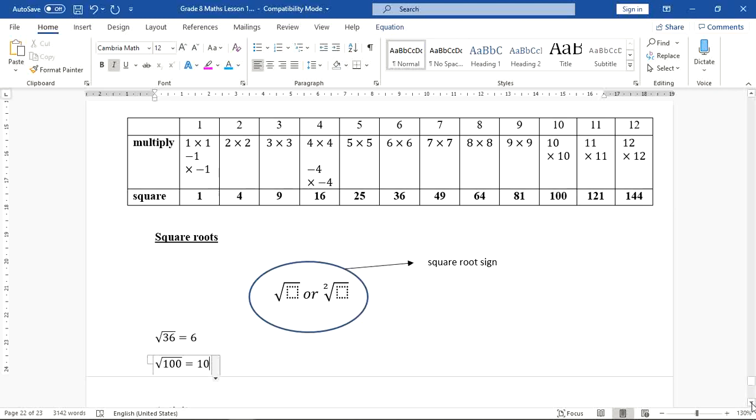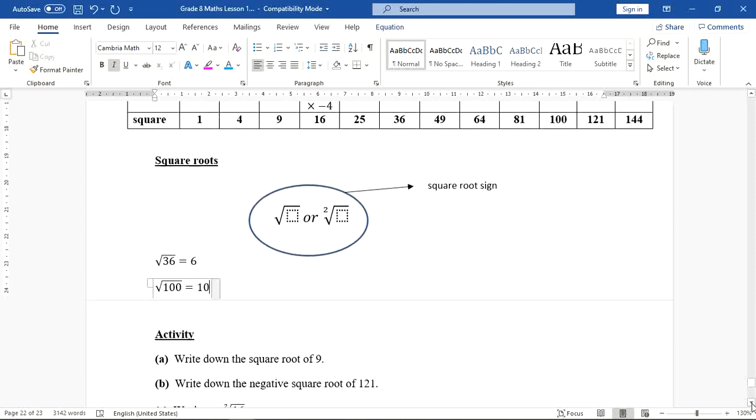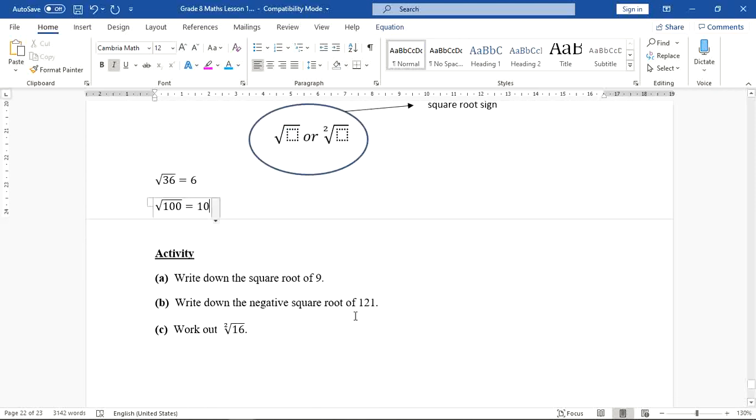In our next video, we are going to look at cube numbers and their cube roots. For your practice, I want you to write down the square root of 9. I want you to write down the negative square root of 121, and I want you to work out the square root of 16. Okay, so let us repeat what we did in this video.